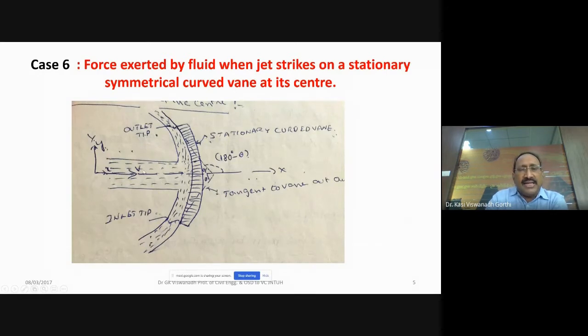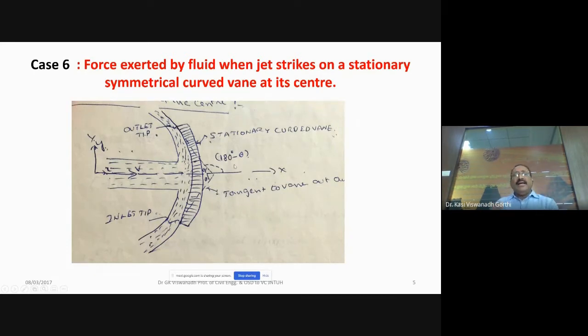The liquid jet is striking at the center with a jet velocity of V. After striking, it is assumed that the liquid jet glides over the surface of the vane and leaves at these tips. So with respect to the original jet direction, there is a deflection for the jet. If the included angle is theta, then the angle through which the jet gets deflected would be 180 minus theta.